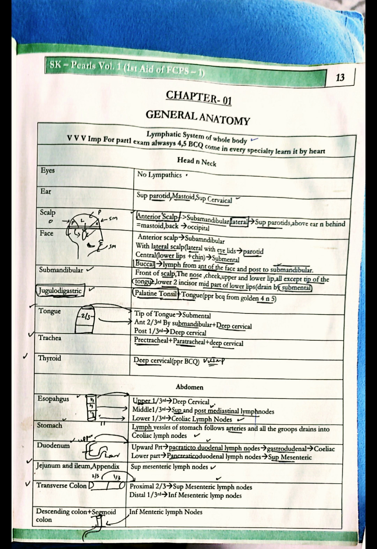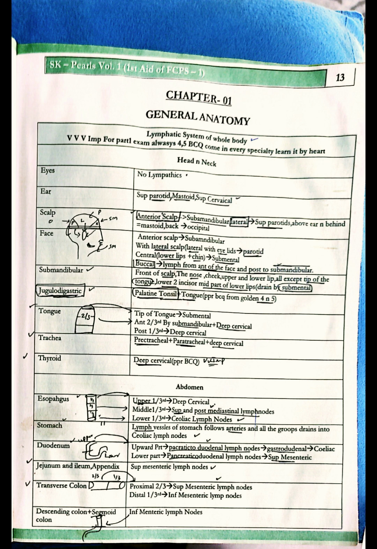In the buccal region, think cheeks, along with the anterior face and nose, drains to the submandibular nodes. Got that? Let's repeat. Anterior scalp to submandibular, posterior to occipital, then parotid, lateral to parotid, central to submental, and buccal to submandibular. Now the face.